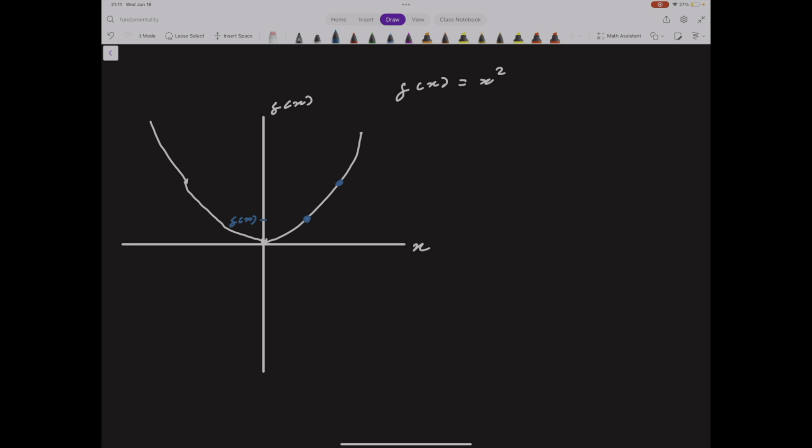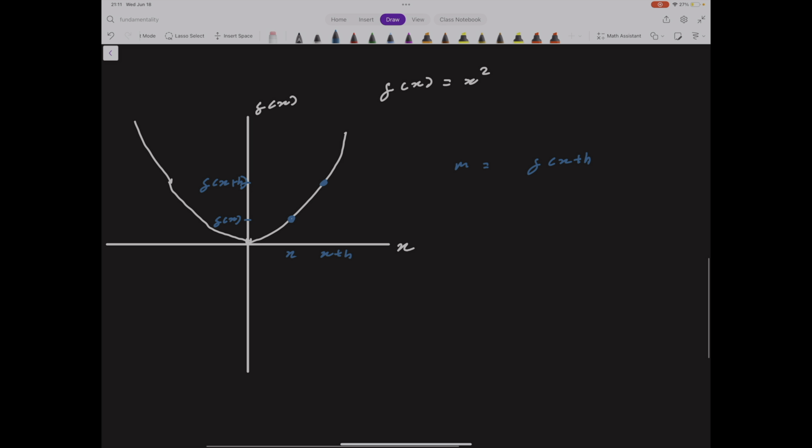So when we get our 2 points now, what are they? This is f of x, and this is f of x plus h, and then this is x plus h. So when we put this into a formula, we get m equals, now I'm deliberately leaving a gap here, and hopefully you can see here x plus h minus x, you just get h.